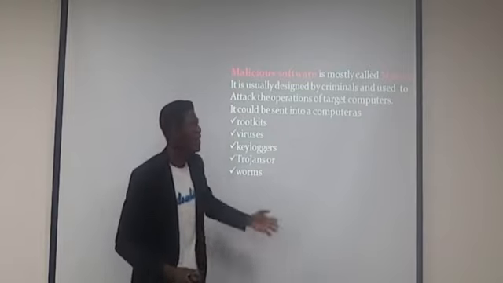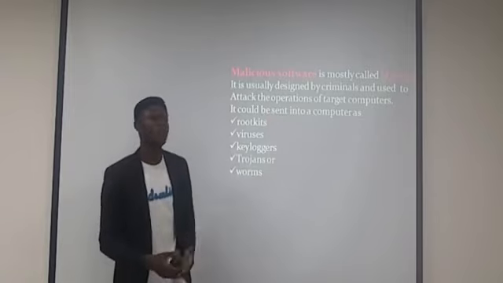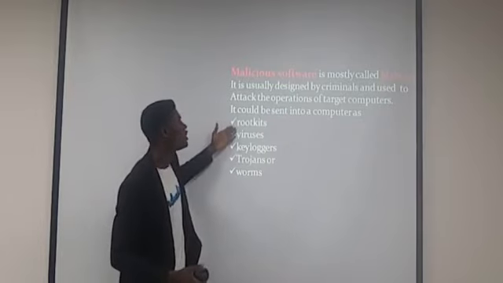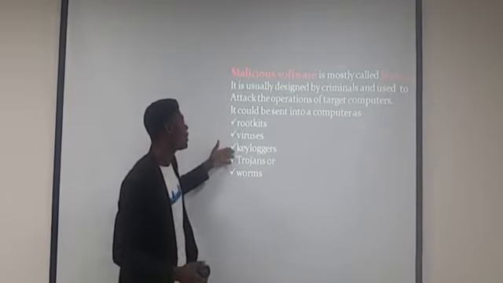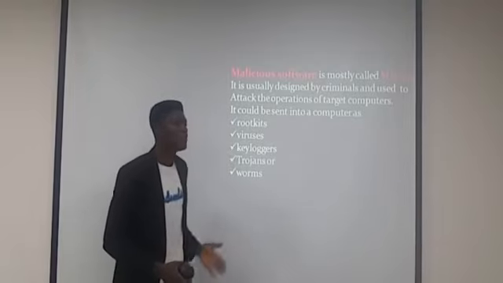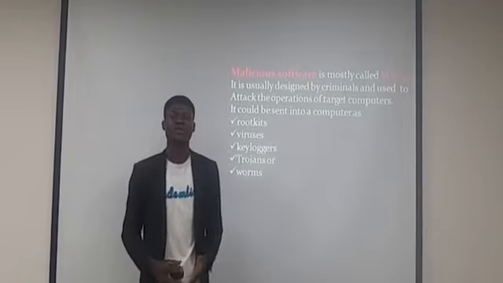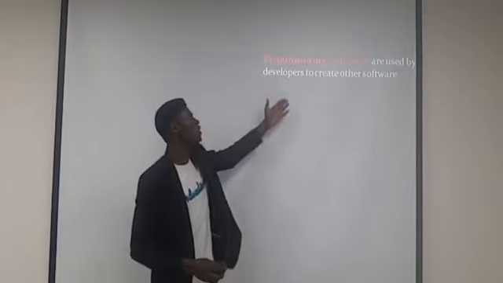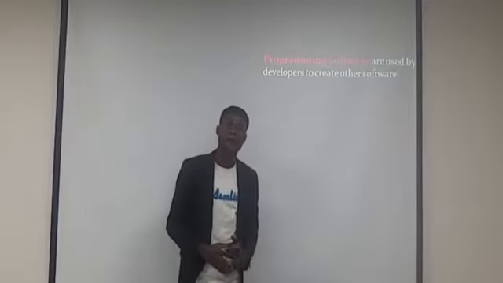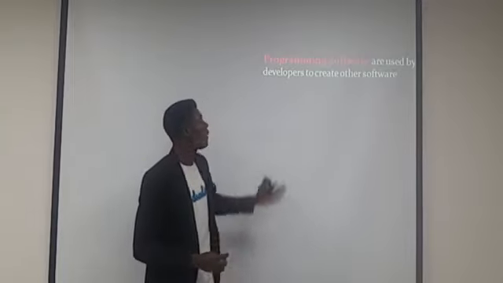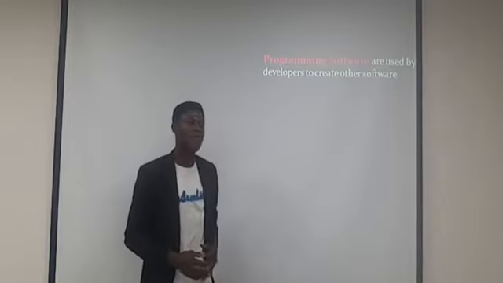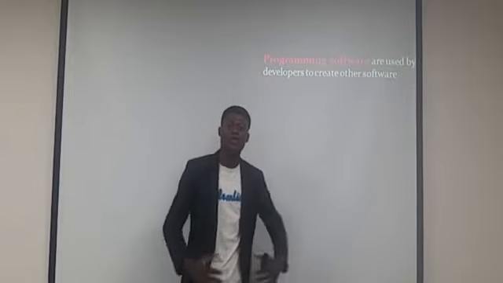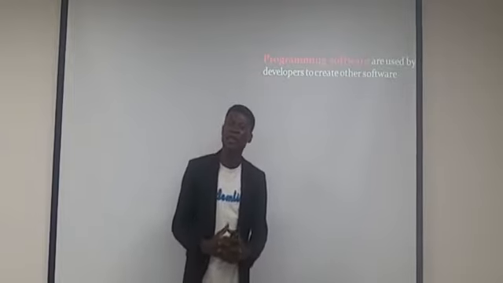All right, and examples of such software that could be used for this malicious mission could be rootkits, viruses, keyloggers, Trojans. These are all examples of malicious software that people are using today. All right. Let's go further to know what the programming software is. Just as the name implies, when we talk about the programming software, we are referring to all the softwares that are used by computer programmers to build other computer softwares, all right?